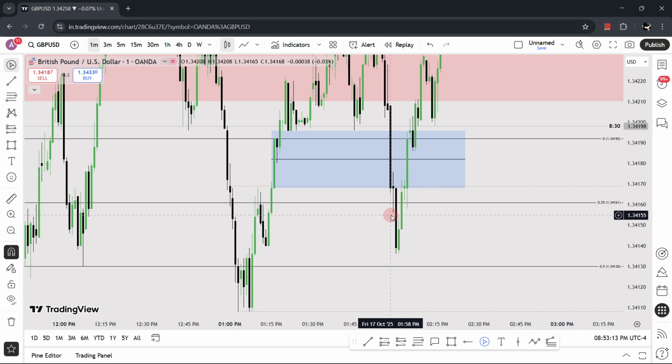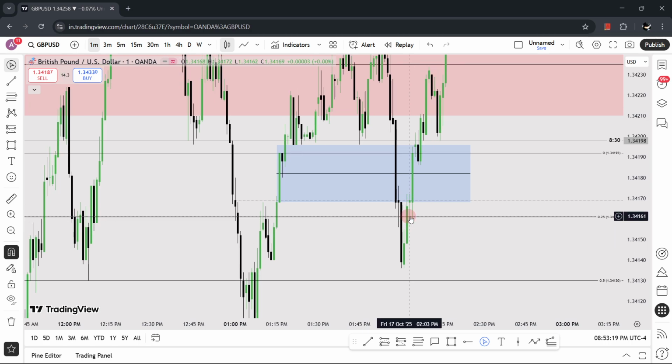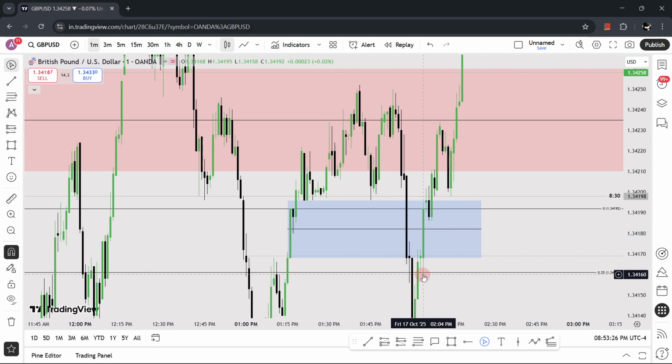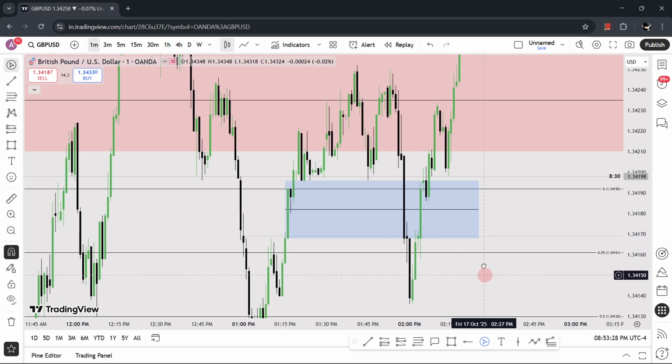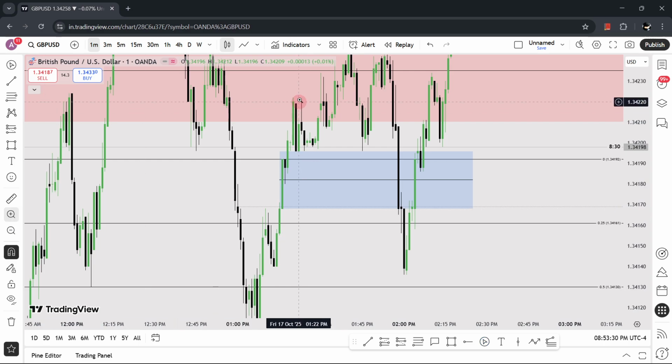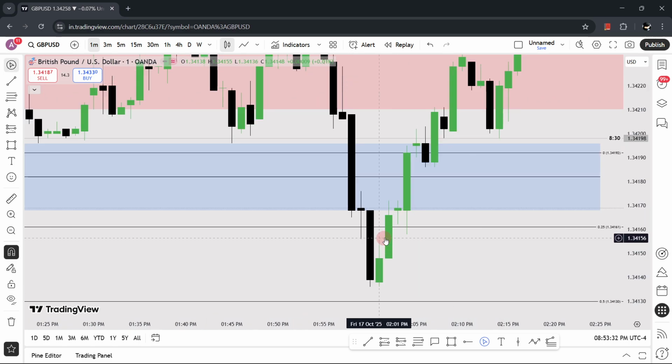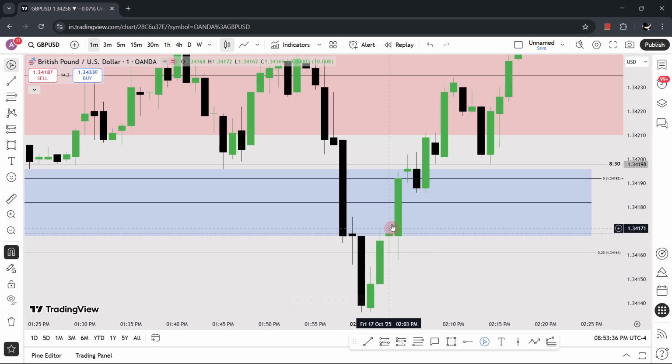You can see that this fair value gap was reversed immediately. It came back to the 0.5 upper quadrant of that level, respecting the small fair value gap and respecting the quadrant level. Then it went up higher. You can take an entry on this quadrant level or on this fair value gap.